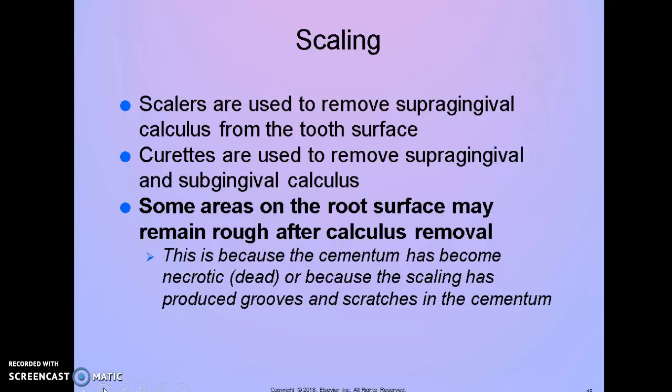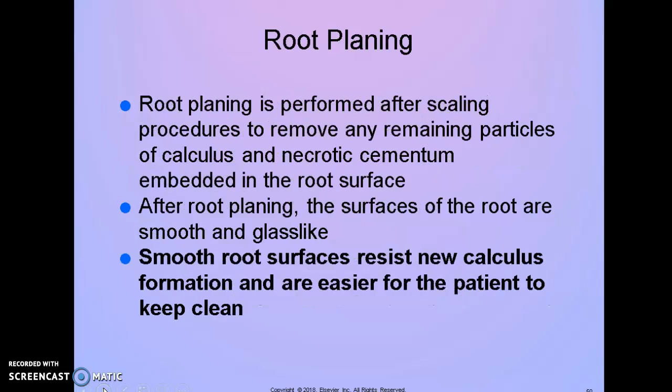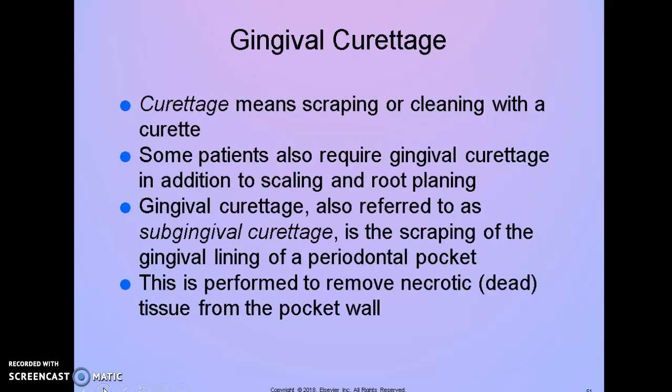Some areas on the root surface may remain rough after the calculus is removed. This is because the cementum has become necrotic or because the scaling has produced grooves and scratches in the cementum. Root planing is then performed after the scaling procedure to remove any of those remaining particles of calculus and necrotic cementum embedded on the root surface. And once the planing is completed, the surfaces of the root are smooth and glass-like to resist new calculus formation, which is easier for your patient to keep clean.